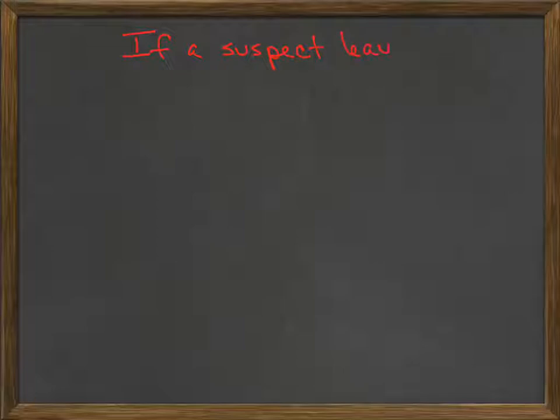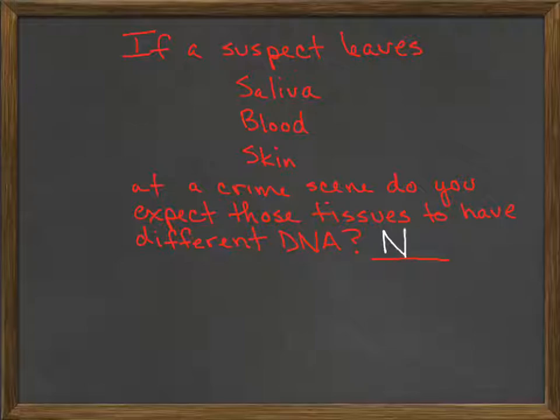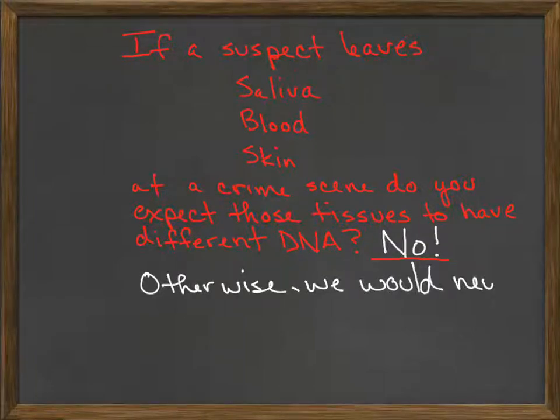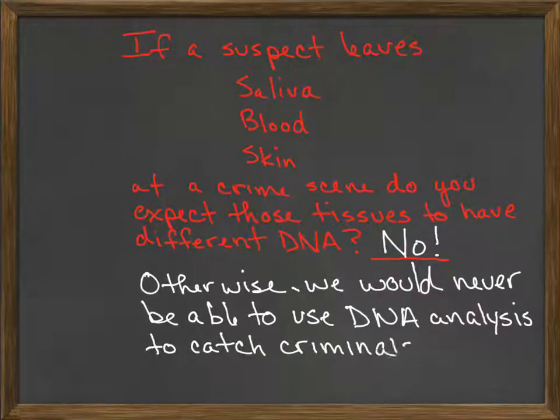So this is why we know that if a suspect leaves saliva or blood or skin at a scene of a crime, we do not expect those tissues to have different DNA. The answer is no. Of course we don't expect them to have different DNA. That is why we are able to use DNA analysis to find criminals, because we know that if a criminal leaves different types of fluid at a scene, all of that fluid will have the same DNA.